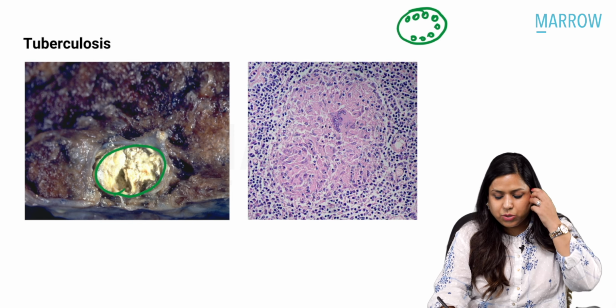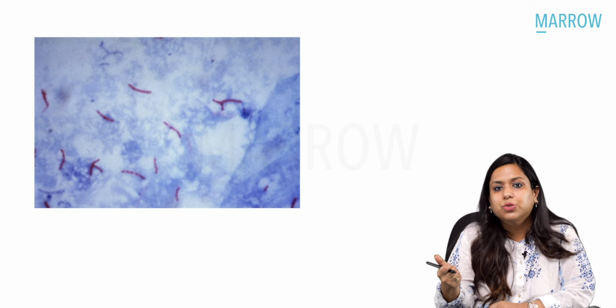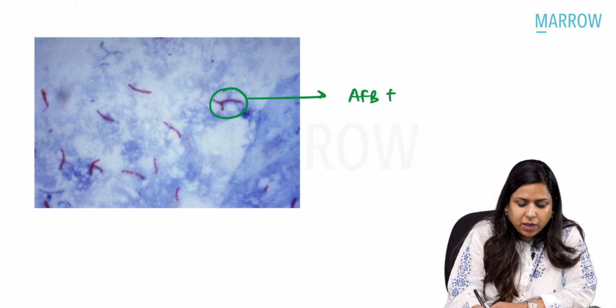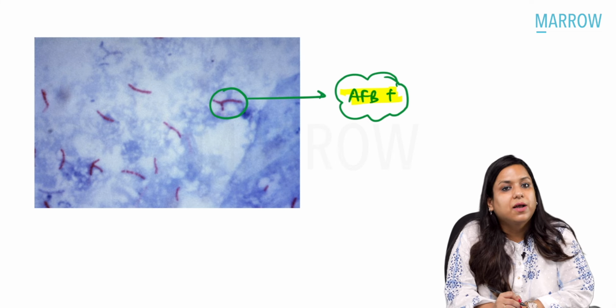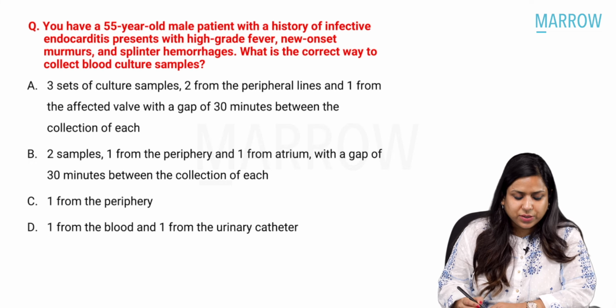Understood? Then students, when you do a staining, what special stain is used in tuberculosis? The answer is, you will see acid-fast bacilli. It will be AFB positive, acid-fast bacilli are seen. Understood? Let's move to the next question.